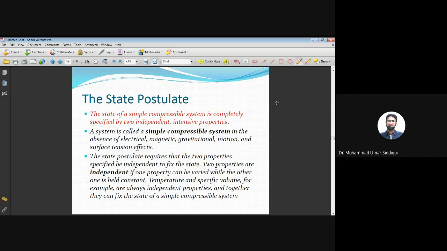The one written in the red, the state of a simple compressible system is completely specified by two independent intensive properties. This is the complete statement of the state postulate. And the one written in the red, I want you to memorize. If I ask you what is the state postulate, you should know what it is.